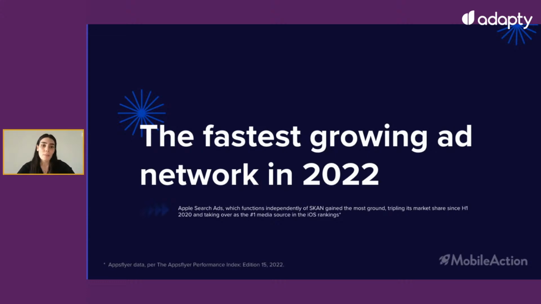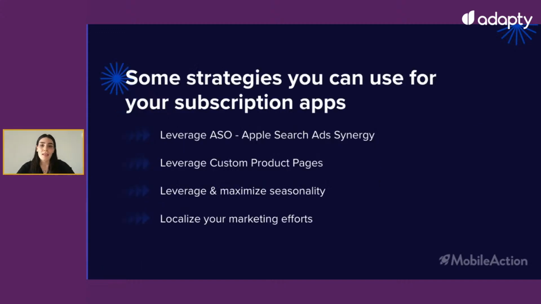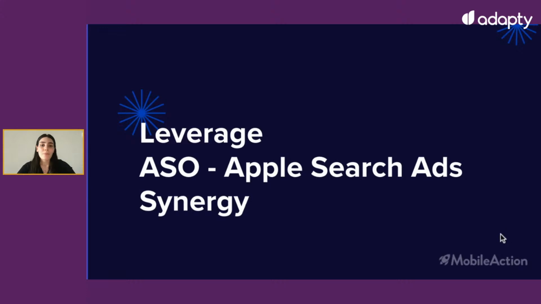So what does that mean for your subscription app? It means you should definitely run Apple Search Ads to accelerate your iOS user acquisition. But how can you do that? The answer is you can leverage the ASO and Apple Search Ads synergy. You can definitely take advantage of custom product pages, seasonality, and localization. So let's start with leveraging the ASO and Apple Search Ads synergy.